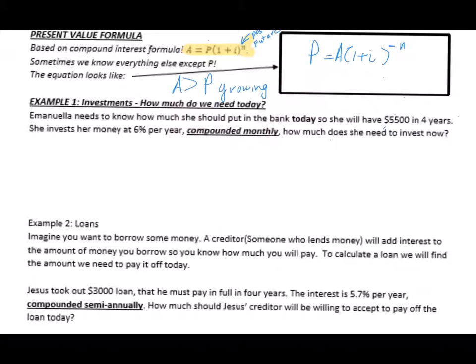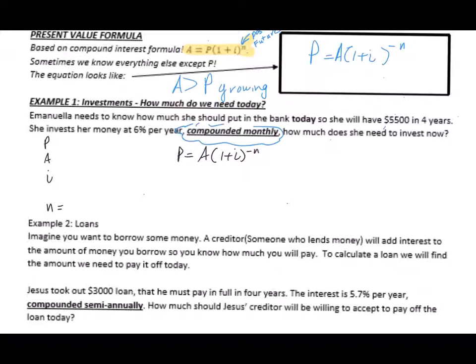So because we need to know how much money we need to invest now using compound interest, that is identified by the fact that it says it's compounded monthly. We're going to have to use our equation. P is equal to A(1 plus i) to the negative n. Now, let's go through all the variables. We've got P, we've got A, we've got i, and we have n. It's such a pain, isn't it?